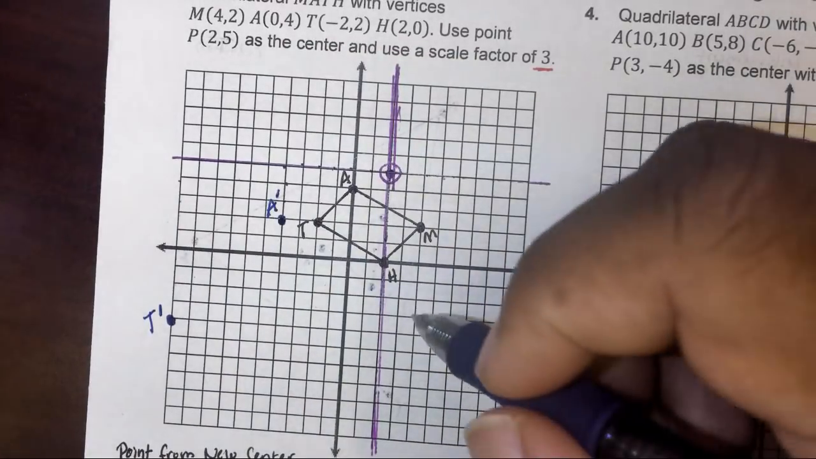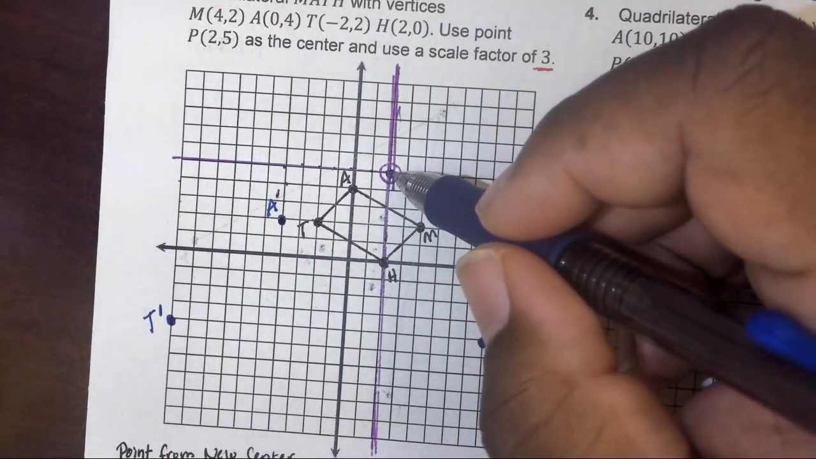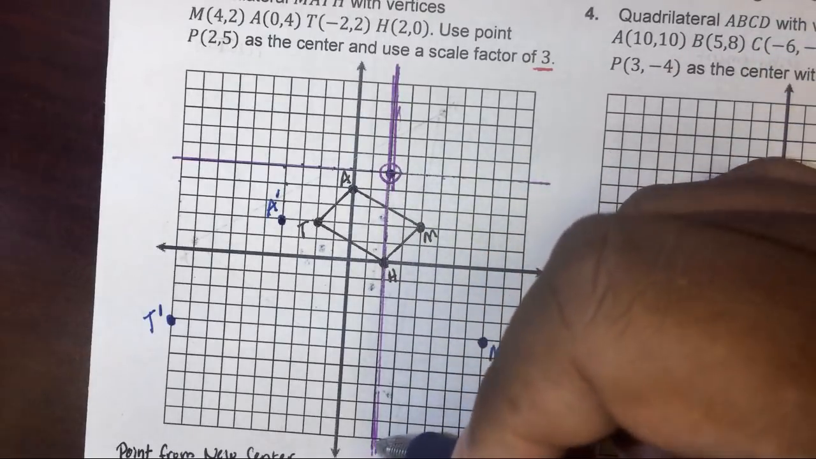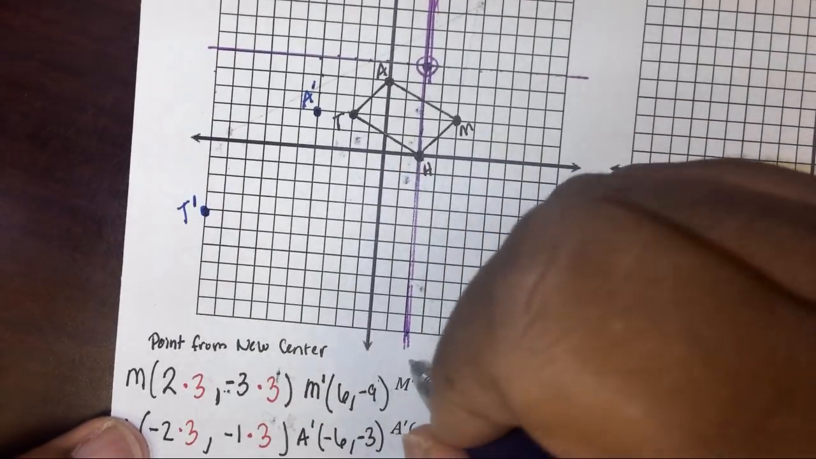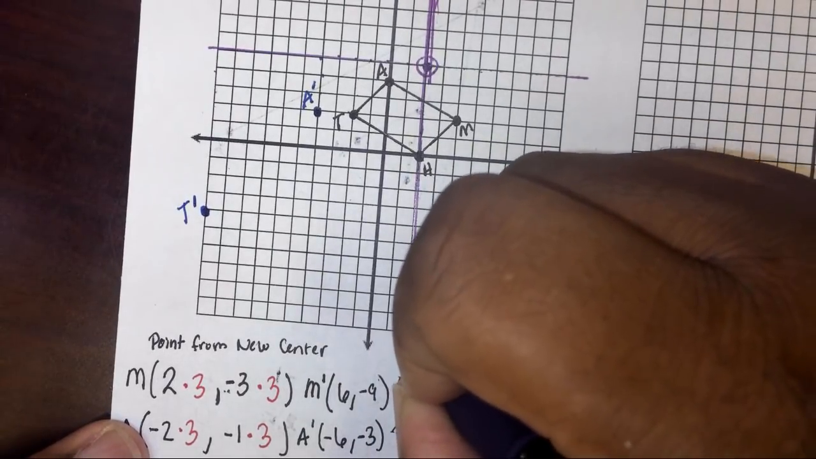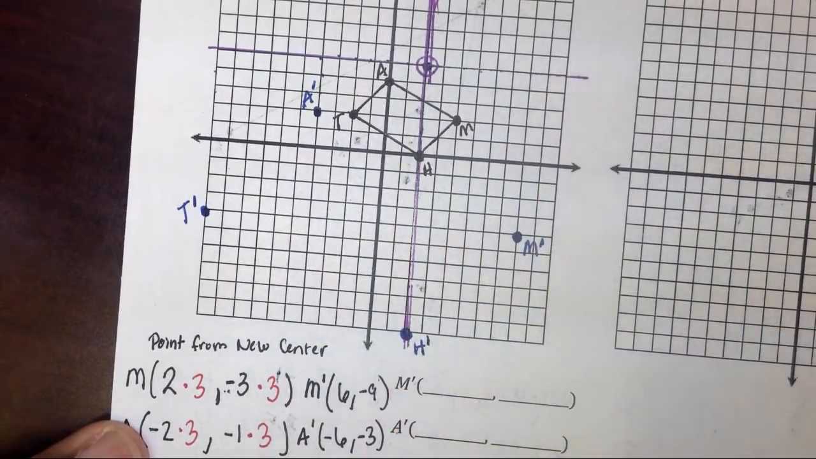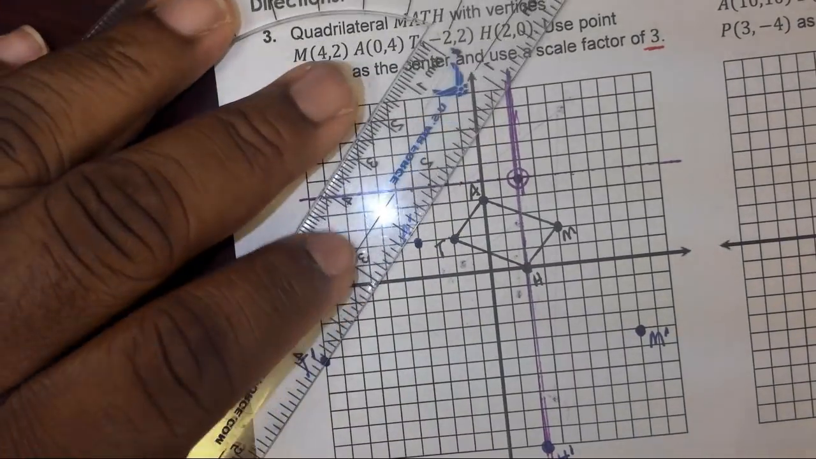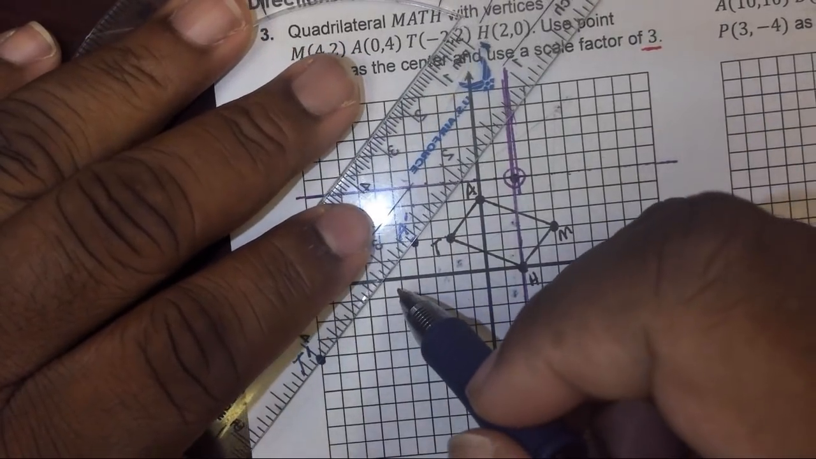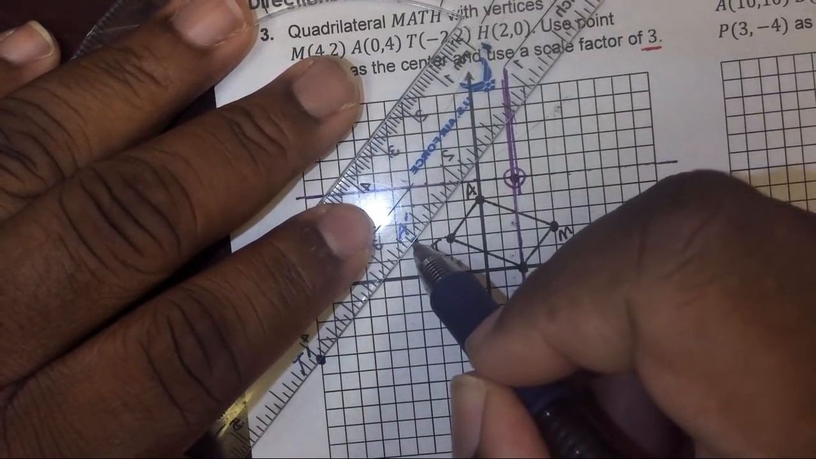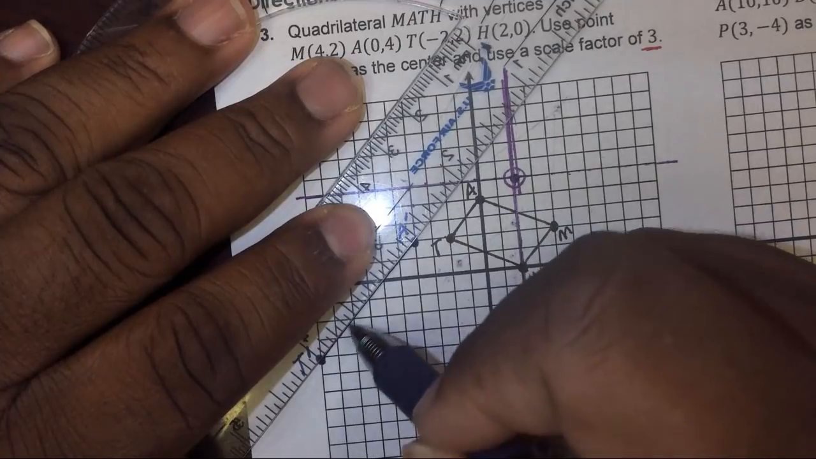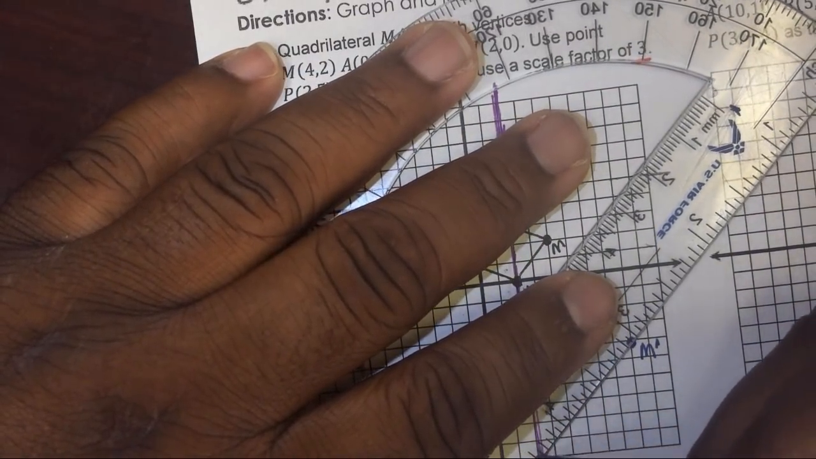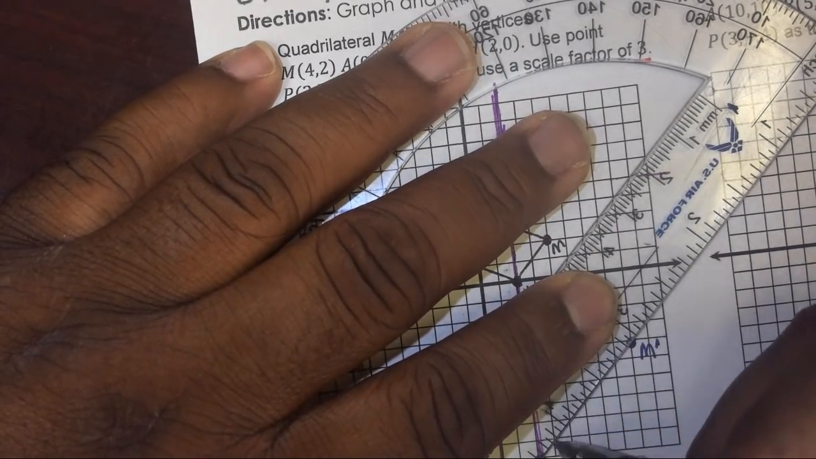H prime is 0, -15. So this will be my 0 down 15. This is 5 this way and it's 10 more here. So 15 is going to be way down here. And it's going to be H prime. Alright. And then I can box that. If you did it correctly, it should look like an enlargement. It should look like it's moving away from that center that we had, which was 2, 5. Because it's getting bigger. The bigger it gets, the farther it moves away from the center, your center.